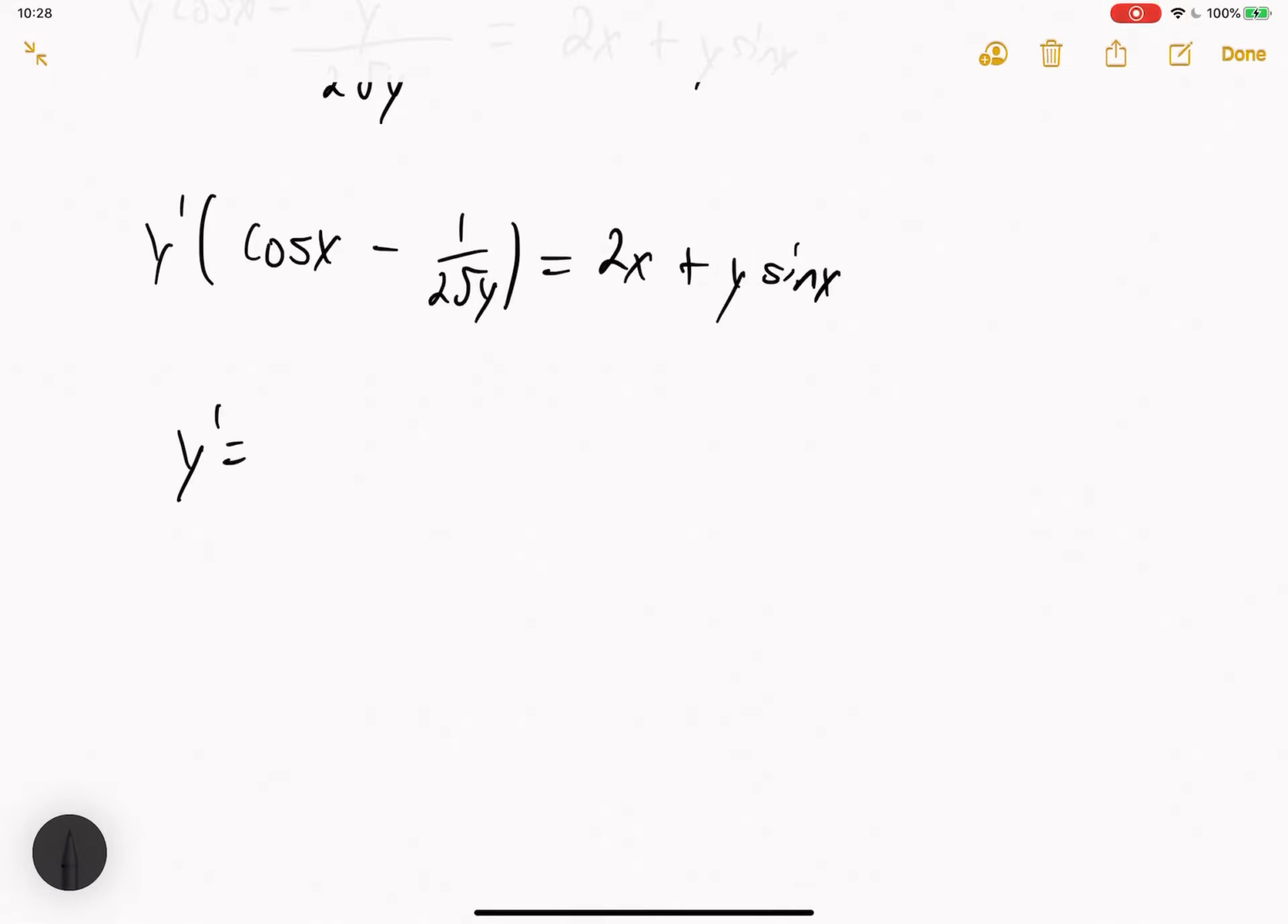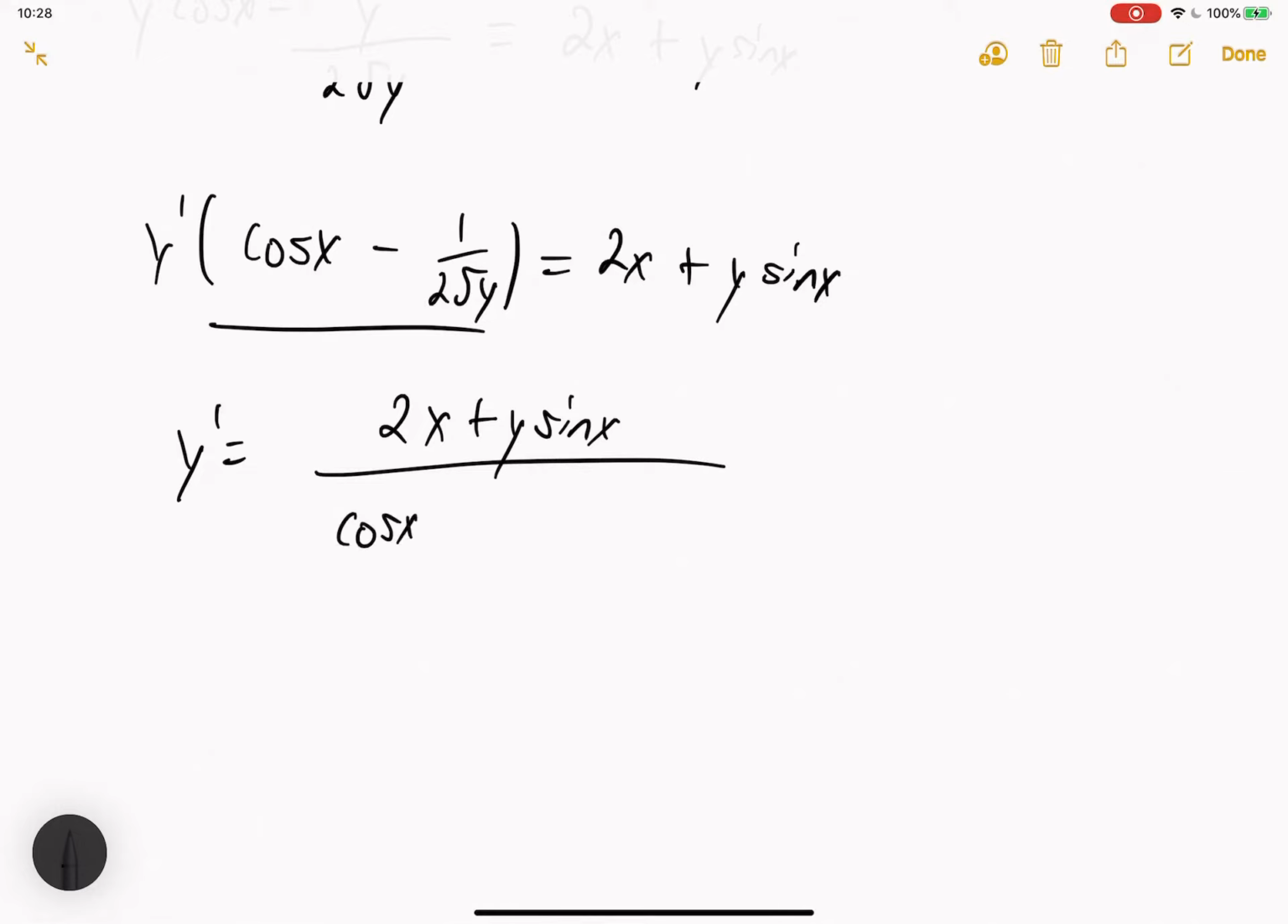Then we're just going to divide by everything right there. We don't really need to simplify it at all. We're going to just leave it like that. So we just get 2x plus y sine of x, and then divided by the bottom piece, so cosine of x minus 1 over 2 root y. And that's going to be y prime.